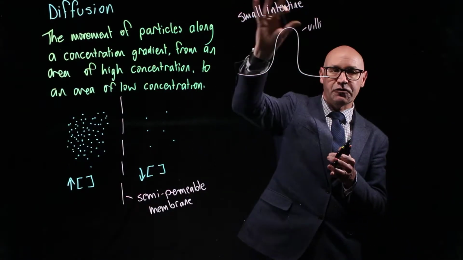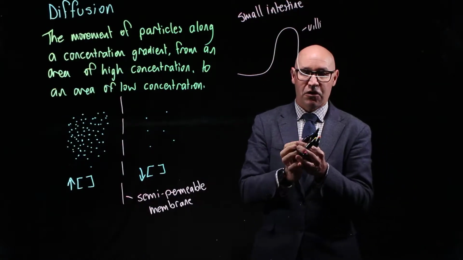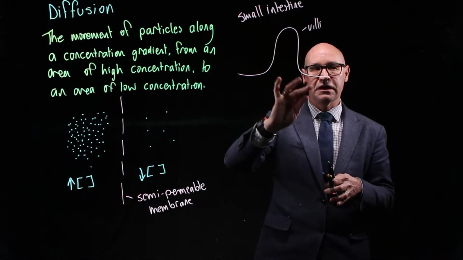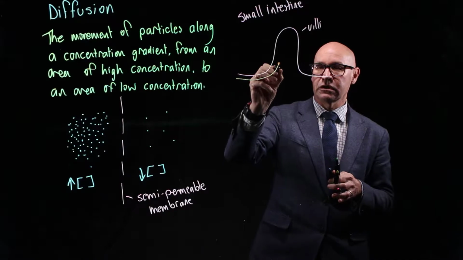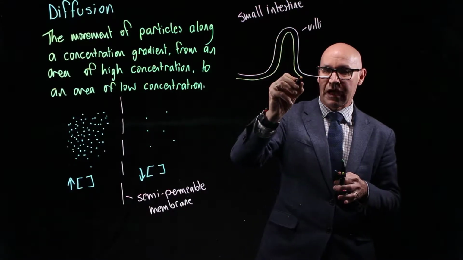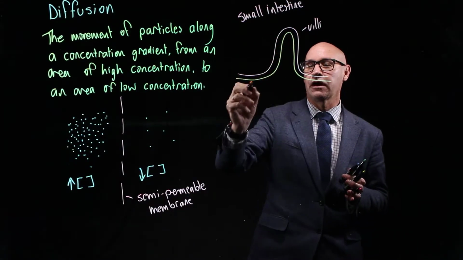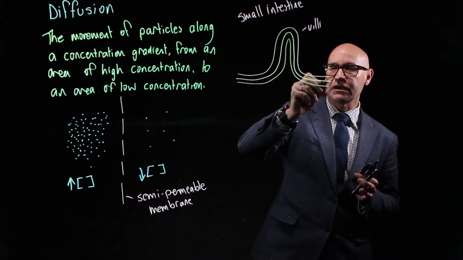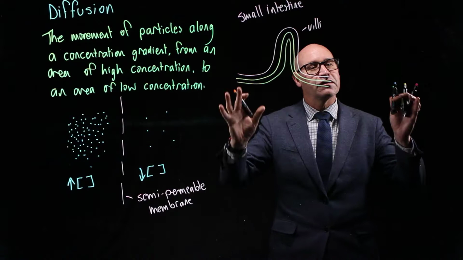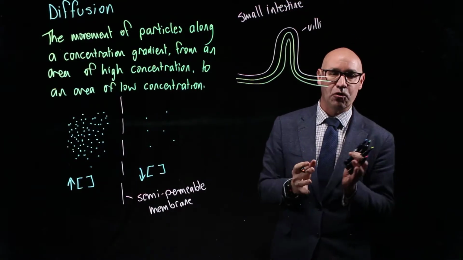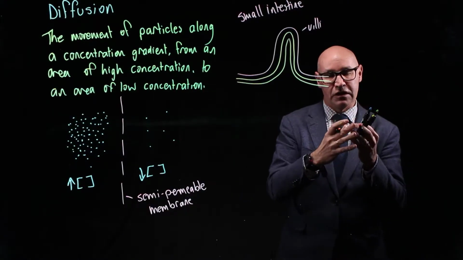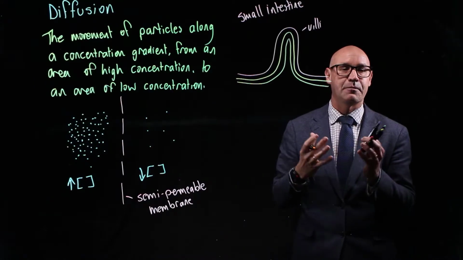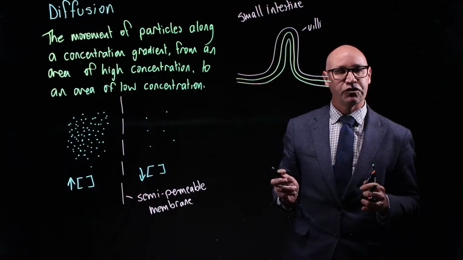So in here is the small intestine. On this side, we have got the blood vessels that actually go up through the villi. So why do we have these finger-like projections? Well, it increases the surface area of the small intestine so that the diffusion across into the blood happens more quickly. Alright, so we've got a concentration gradient here.